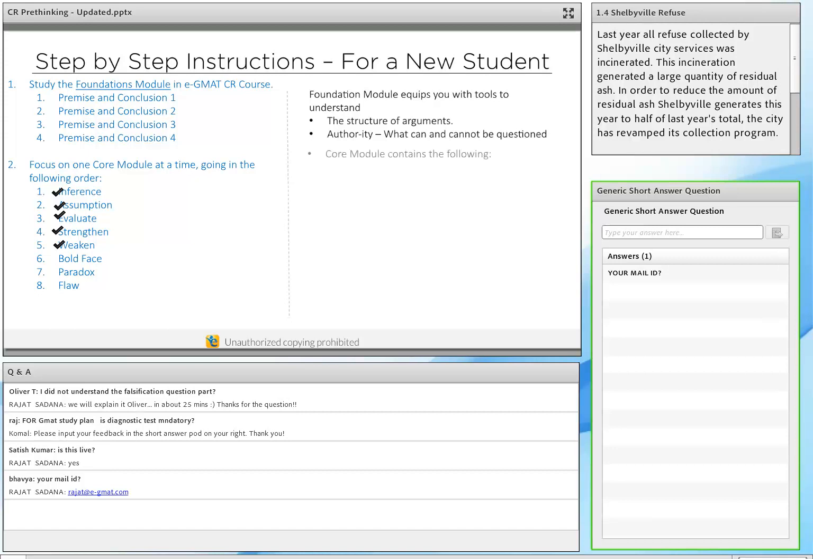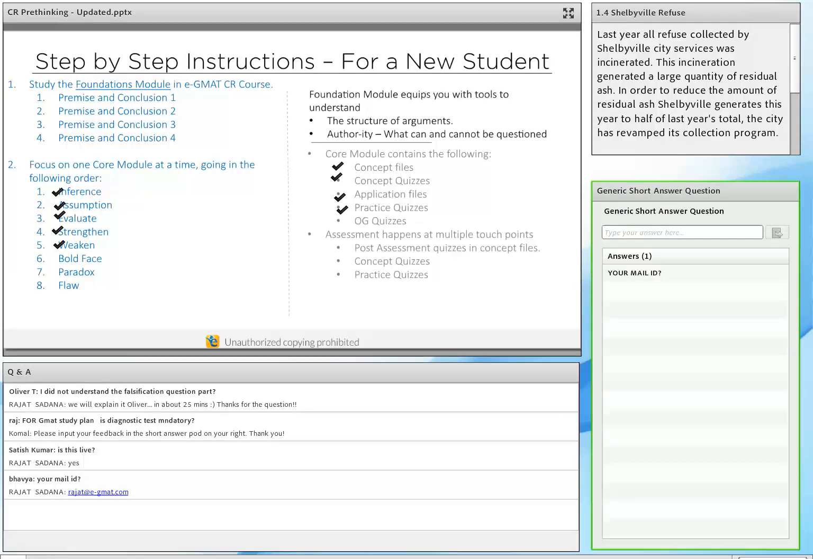And in each of these core modules, you get evaluated on this, and you get feedback that's personalized to your skill level in every concept file, every concept quiz, every application file, and every practice quiz. So in every module, you're going to get about 10 feedback points at least. And in the inference module, you get about 20-plus feedback points. Use that feedback to revise areas that the system's telling you that you need to revise.